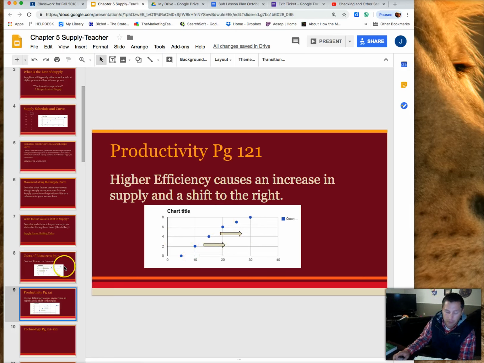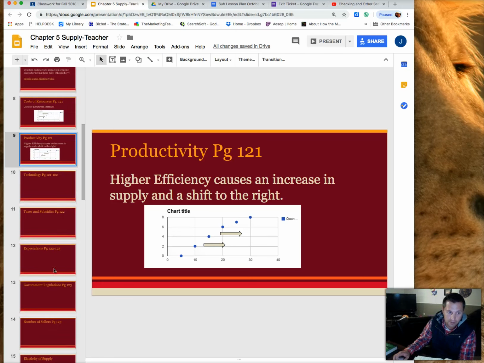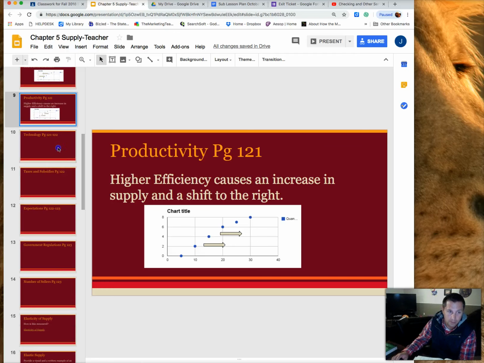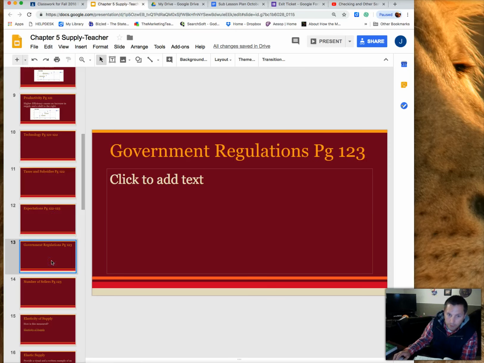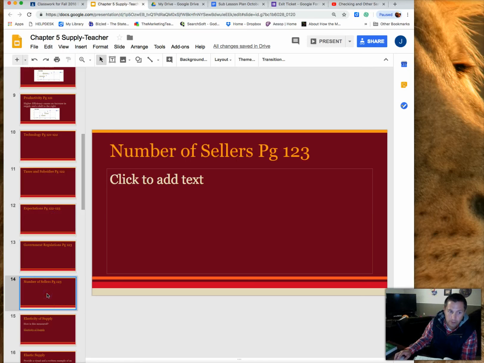So I want you to do that for the next, I believe it's 6 items. The next one up is technology, and I gave you the page number to go along with it in these notes. Technology will tell you why it will move to the right or the left, and you get to decide which one you're going to choose, how you're going to explain that, and what you're going to predict with the view of the curve. You're going to do that for not just technology, but for taxes and subsidies, for expectations, for government regulations, and for number of sellers.